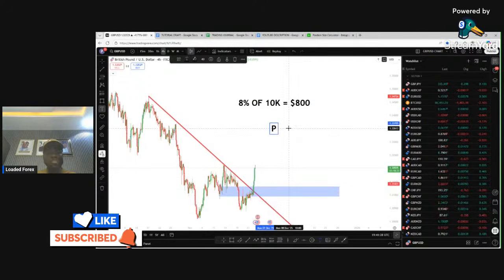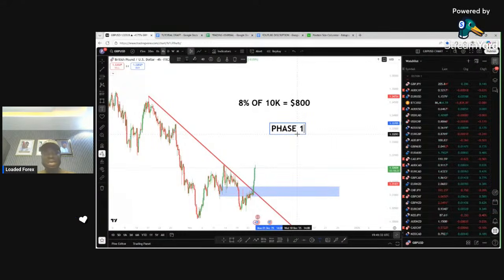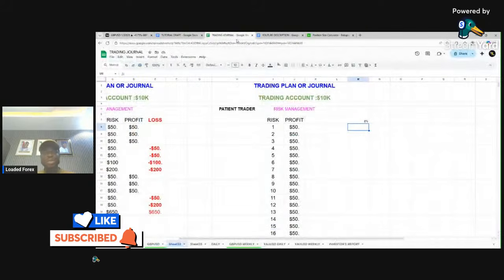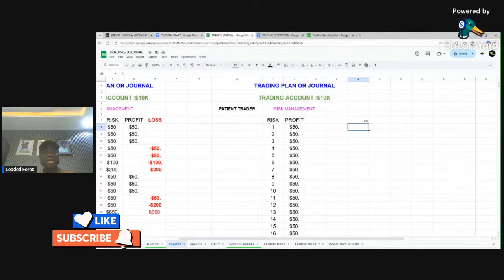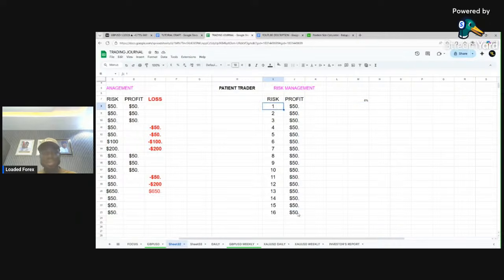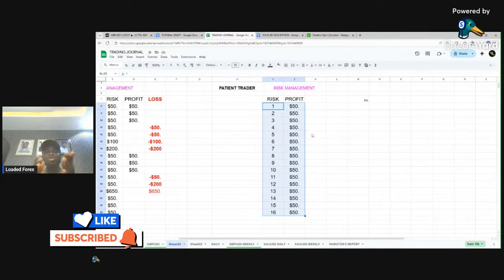This is going to be my trading plan. I'm planning my trading now. My phase one, I need to make $800, right? So back to my trading journal. If I will be risking $50 per trade, the question is, how many trades am I going to take before I lose this challenge? I'll be taking 16 trades before I lose the challenge.